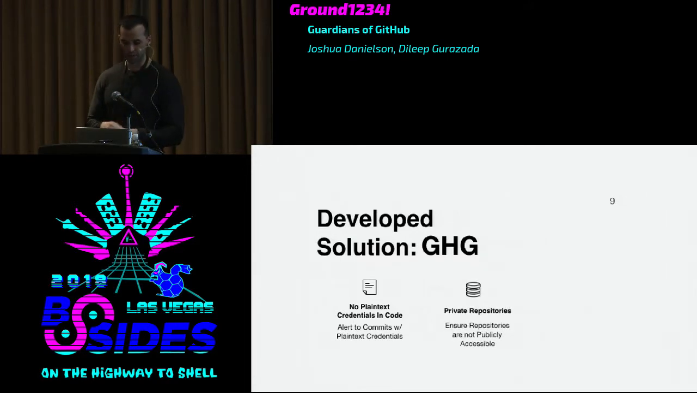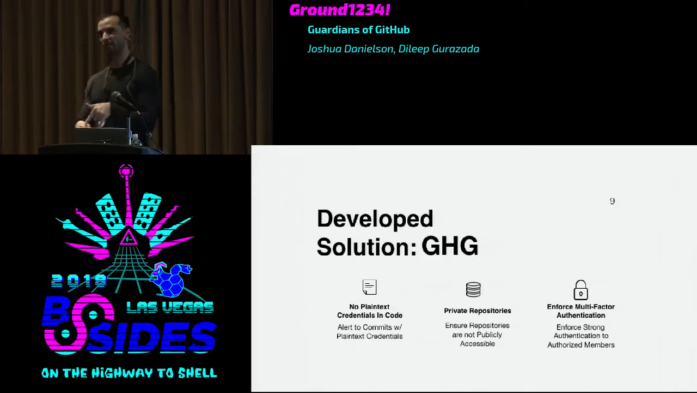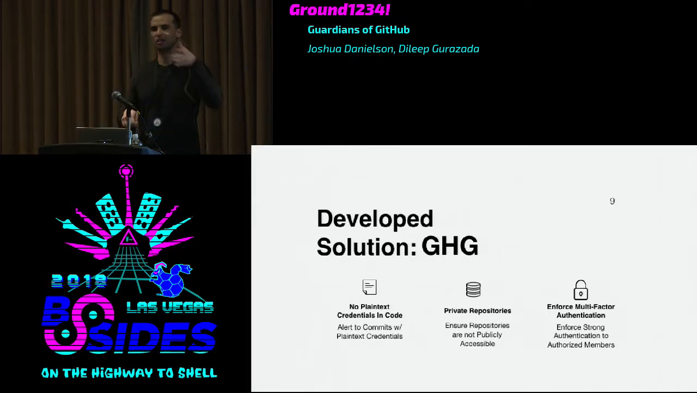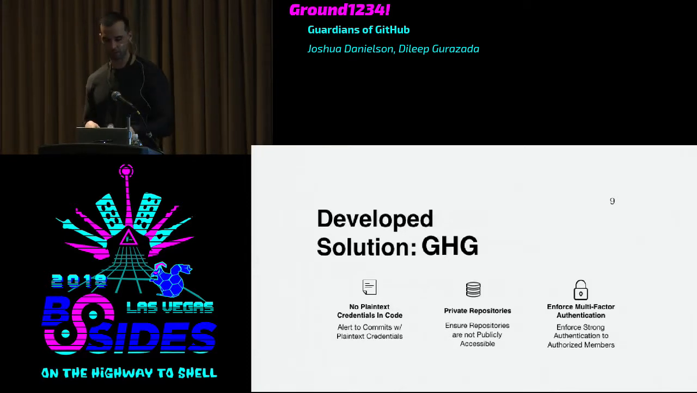Private repositories. I already beat this one to death, talking about repositories not being publicly available. And then enforce multi-factor authentication. This goes back to the other piece, because if you're familiar, you can enforce multi-factor authentication right now, but you have to do it for all the accounts. I'd say it wasn't manageable multi-factor authentication. So this is one of the other problems we're looking to solve with GHG as well.